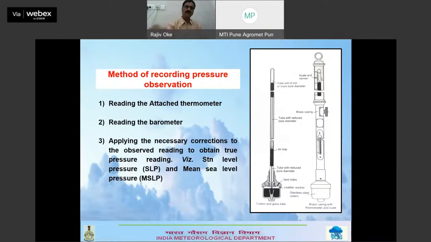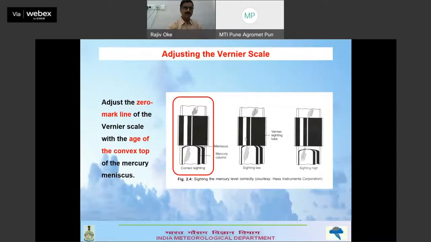For that, you have to slowly lower the vernier scale so that the zero mark line of the vernier scale touches the edge of the convex top of the mercury meniscus. This red mark is the correct sighting. This is the wrong sighting: sighting low, sighting high. So you have to lower it such that it just touches the convex surface, just as a tangent touches a circle. Here, this is the correct position.